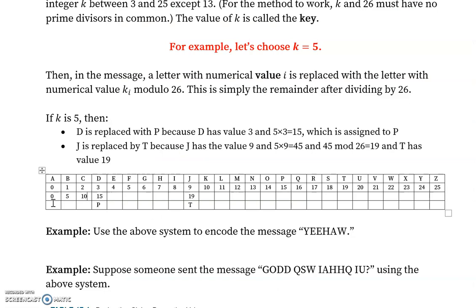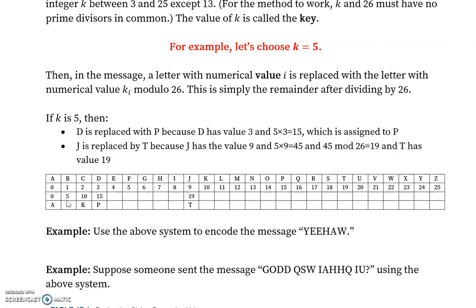But I'm just starting with some of these, and we say, okay, A had the value 0. We want its new value to still be 0. So A actually doesn't get replaced. It's still A. B had the original value 1. Now it has the value 5, so we find 5 in this list, and we go, oh, 5 corresponds to F, so B is going to be replaced with F. C had the original value 2. Now it has the value 10, so we find 10 in the list. Oh, C gets replaced with K.